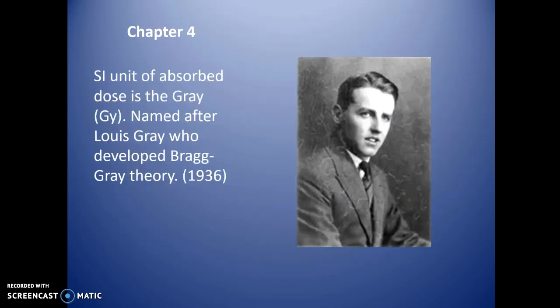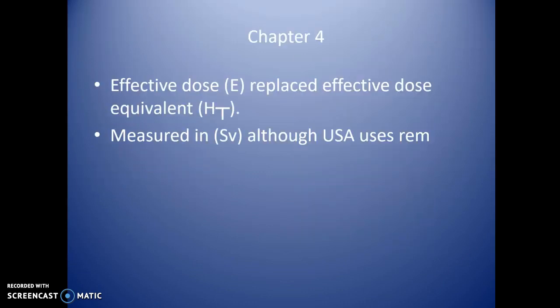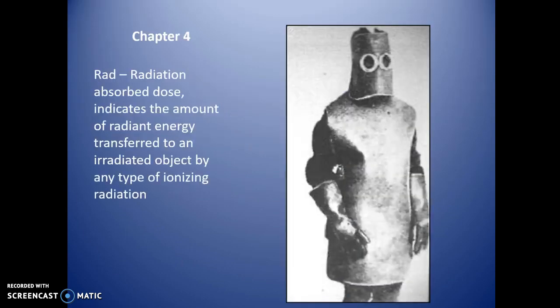The SI unit of absorbed dose is the gray, named after Louis Gray, who developed the Bragg-Gray theory in 1936. Effective dose replaced effective dose equivalent, measured in sieverts, although the USA still uses REM in some cases, but it usually will give you the amounts in sieverts as well. The RAD, radiation absorbed dose, indicates the amount of radiant energy transferred to an irradiated object by any type of ionizing radiation. So this was basically the way they measured radiation back in, I think, the 40s and 50s.